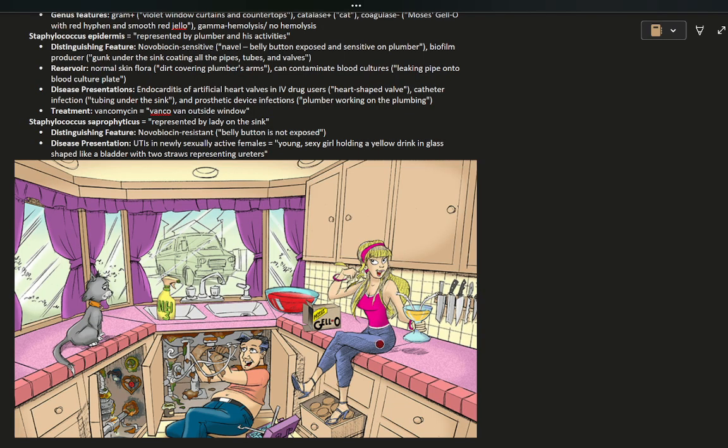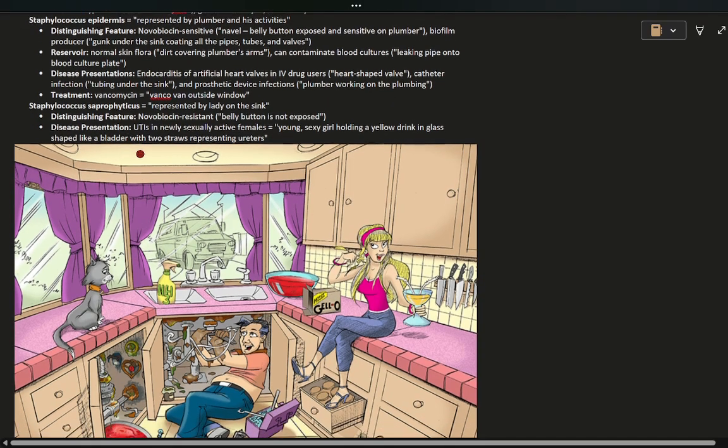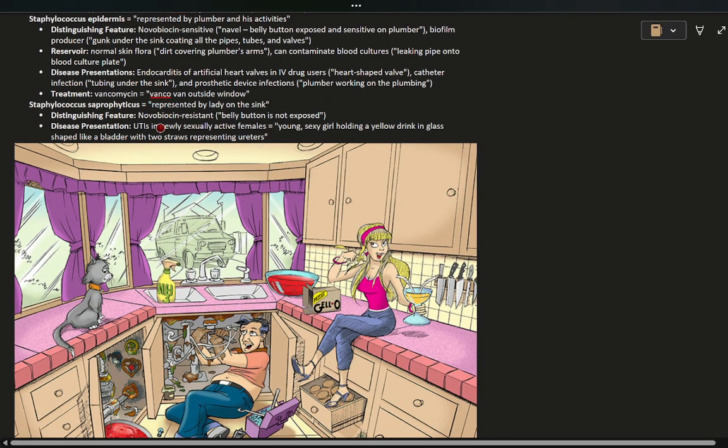Saprophyticus is represented by the lady on the sink over here. We don't see her belly button because it is novobiocin resistant, the Staph saprophyticus. For disease presentation, it is frequently responsible for causing urinary tract infections in newly sexually active females. This is symbolized by the young girl holding a yellow drinking glass that appears to be shaped like a bladder, with two straws representing the ureters of our urinary system.